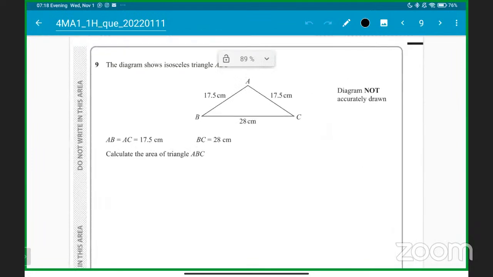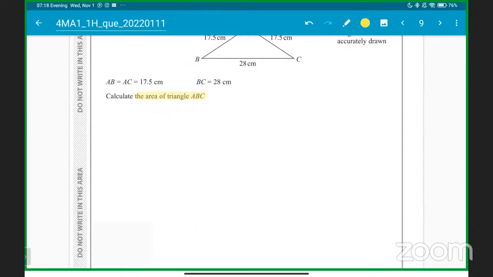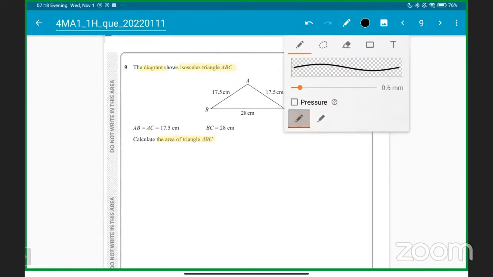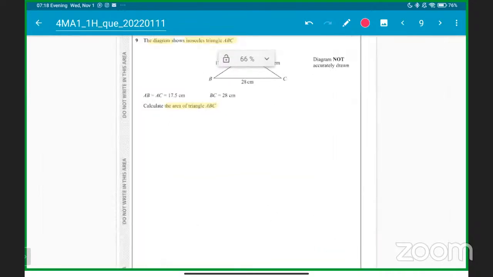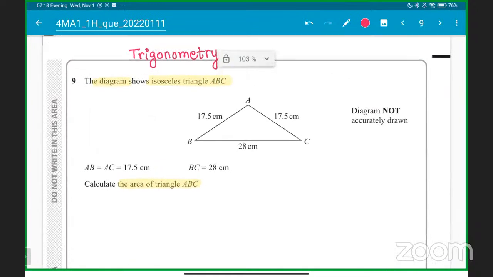Next, we move on to question number 9. The diagram shows isosceles triangle ABC, and we have to calculate the area of the triangle ABC. It's a trigonometry question with the sine and cosine rule. This is not a right angle triangle, so we'll have to be careful about how we solve question number 9, which is for 4 marks. Okay, got it? Yes, sir.